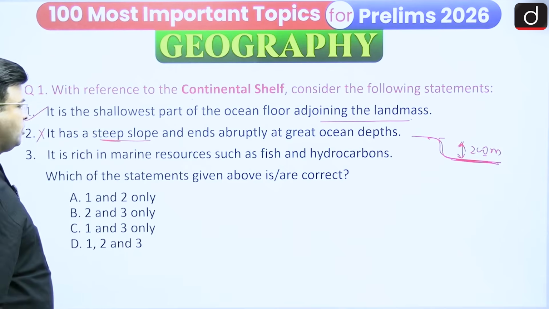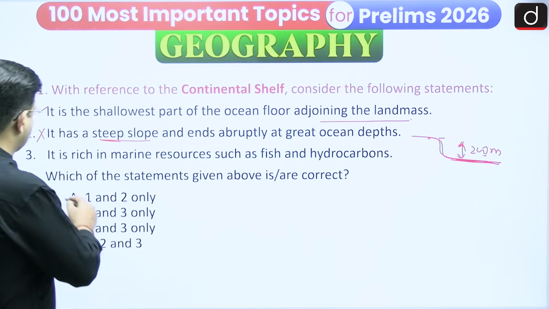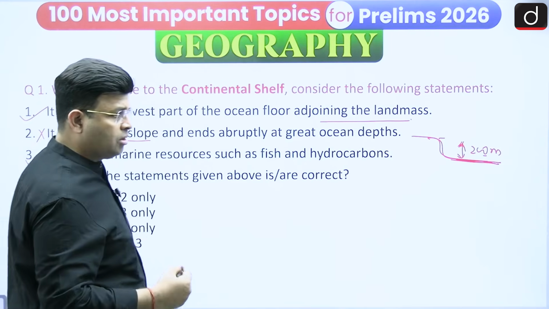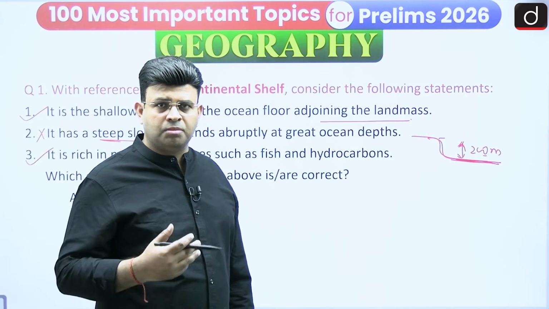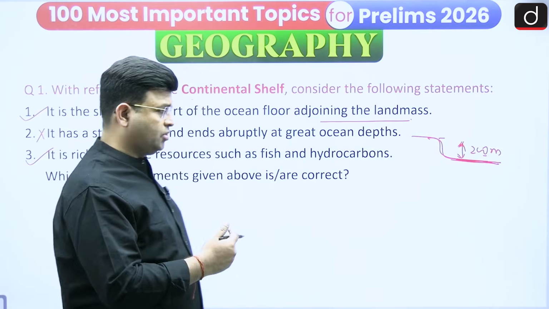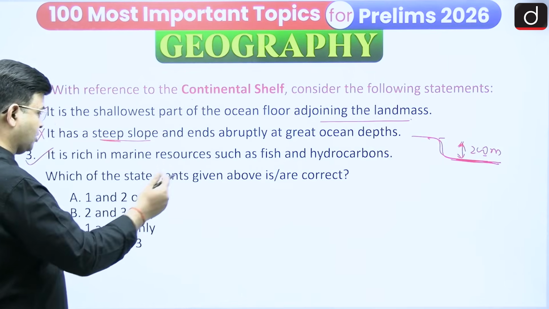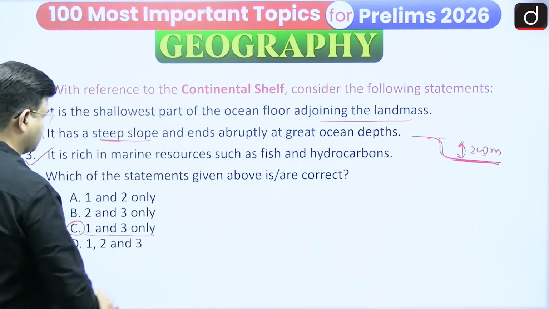Third, it is rich in marine resources such as fish and hydrocarbons. Yes, this is the correct statement, because different kinds of gas hydrates, petroleum, crude oil and shale gas are mostly found in this region. So it is rich in fish and hydrocarbons. So 1 and 3, option C is correct.